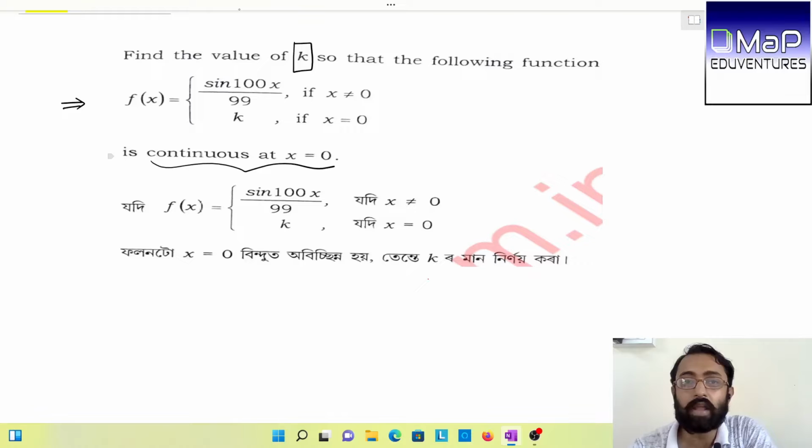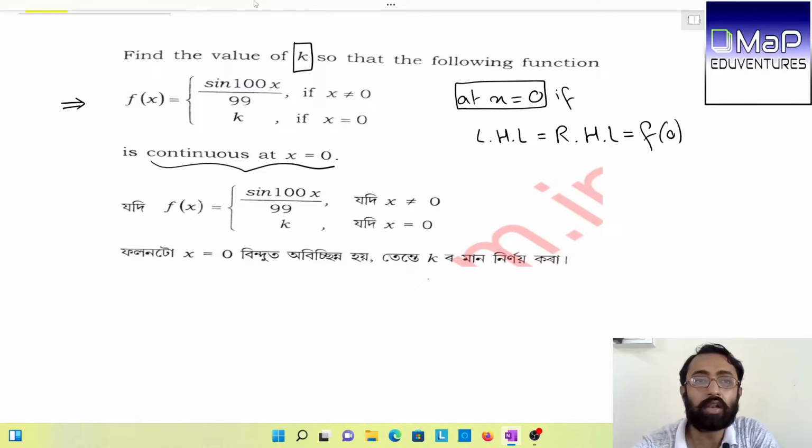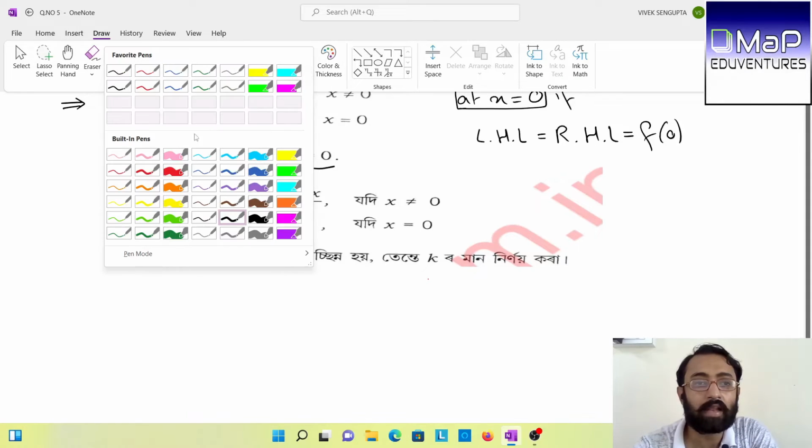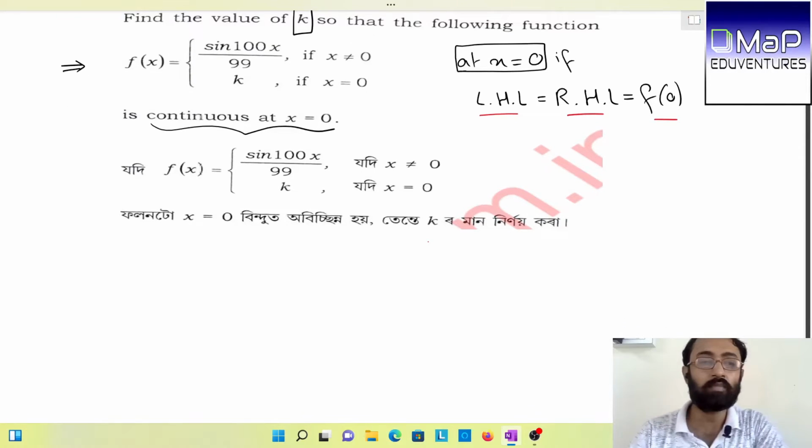Now I know this function will be continuous at x equals 0 only if the left hand limit, the right hand limit and the value of the function at 0 are equal. So let us determine the left hand limit, right hand limit and the value of the function.